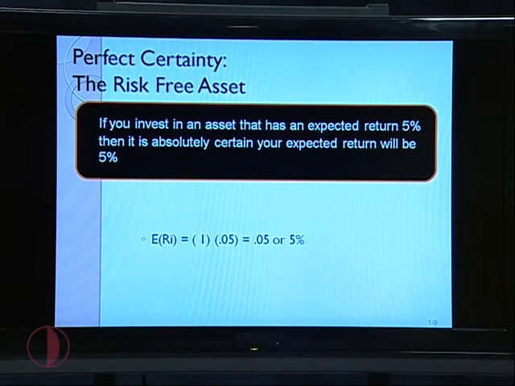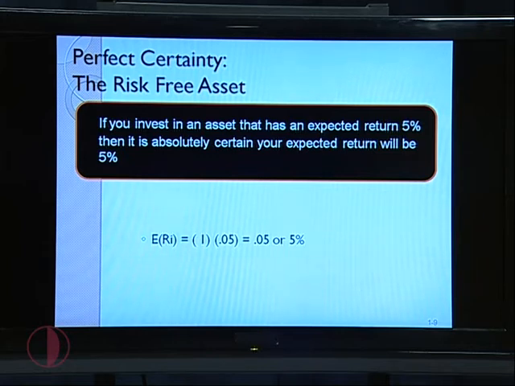In actual, most investments carry risk, but some investments have no risk. In this case, we are talking about perfect certainty, or risk-free assets. An example: if you invest in an asset that has an expected return of 5%, then it is absolutely certain your return will be 5%. That means there is no risk in this case.